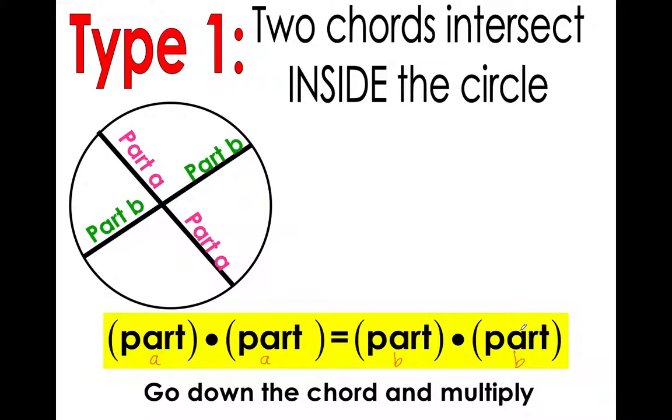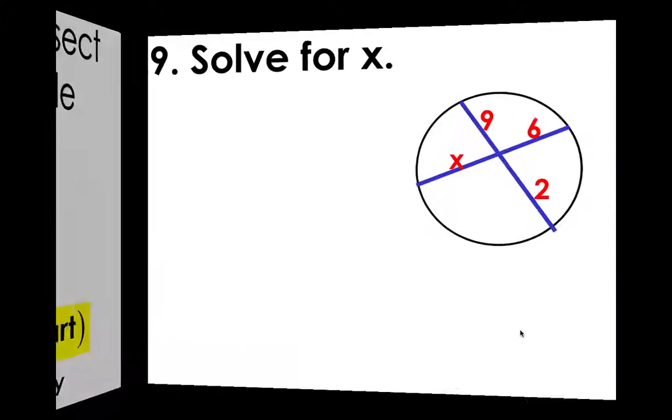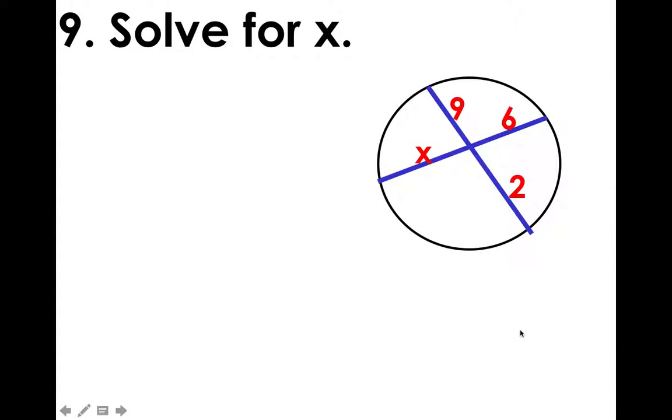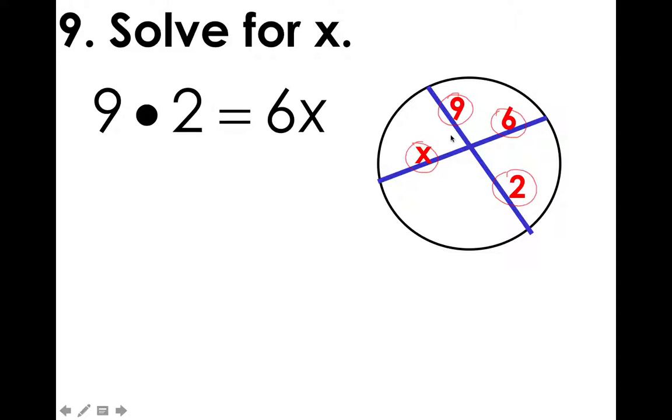So let's look at number 9, an example. If I ask you to solve for x, remember it's telling us that we multiply those two because they represent the same line. So I multiply them together. And then I multiply these two because they represent the same line. So I set it up as 9 times 2 is equal to 6x.